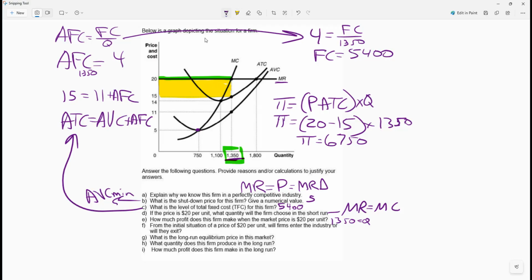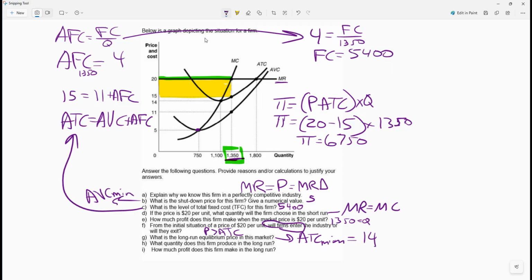Will firms enter or exit the market? Anytime firms are entering the market, new firms are going to show up. So new firms will enter, and that is true whenever the price is greater than our average total cost. The long run equilibrium price is going to be the minimum of average total cost. So just find where the dip is there, but it's also where marginal cost meets it. So that would be at 14.